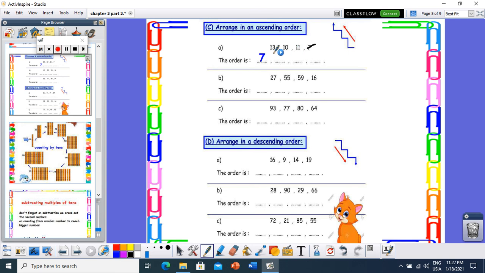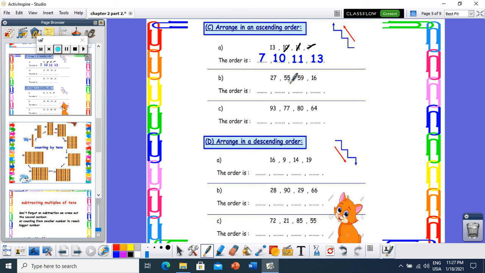Now, which number is the smaller? 10. Excellent. So I will write 10, then I will cross it out. Then which number is the smallest? 11. So I will write 11, then I will cross it out, and finally I write 13.